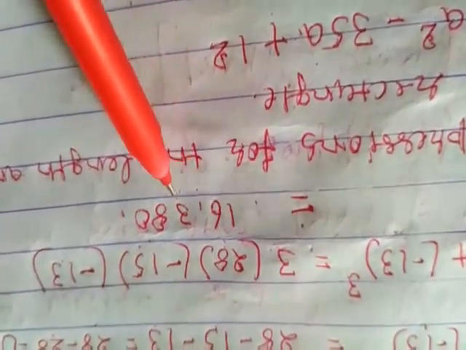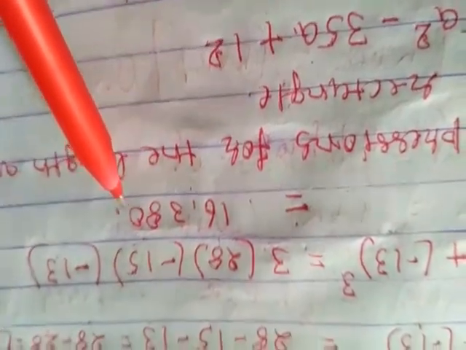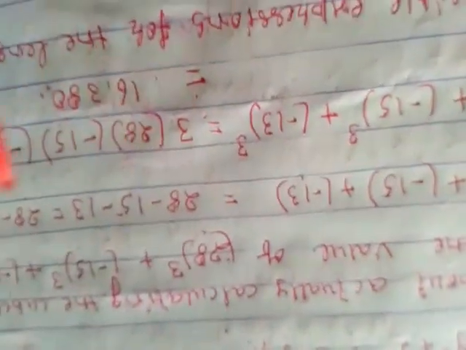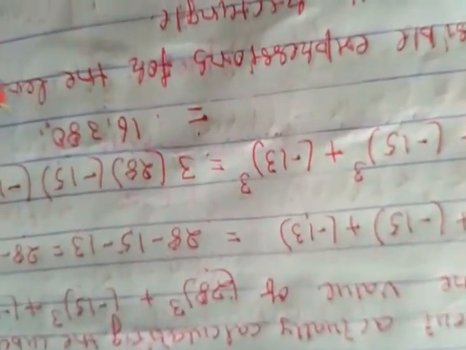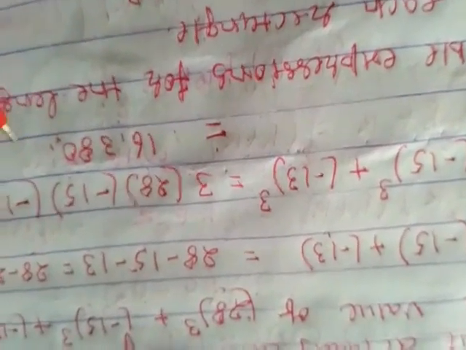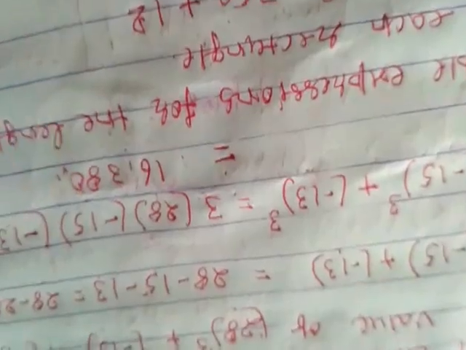Hence we observe that without actually calculating the cubes, we find the value of the above expression with the help of an identity. Now children, this is the last question of your exercise, question number 15.